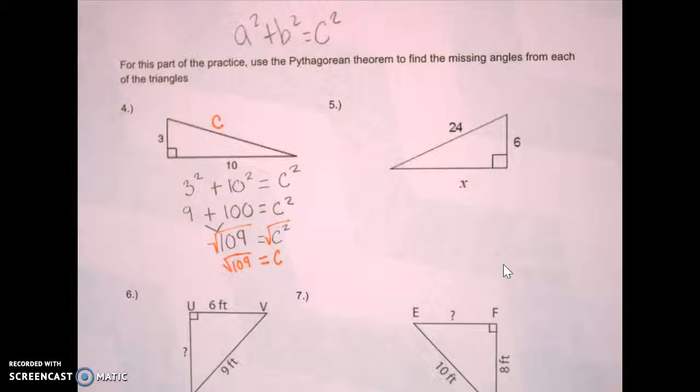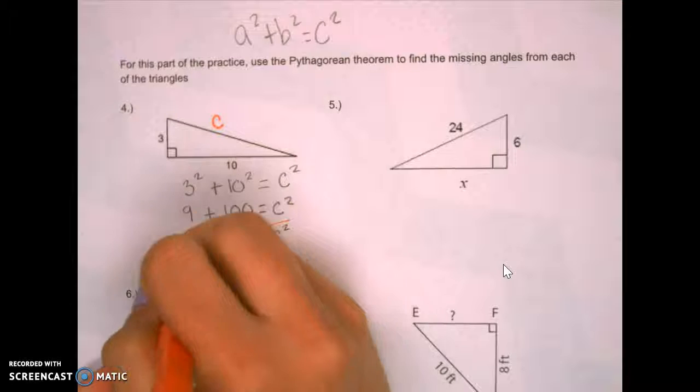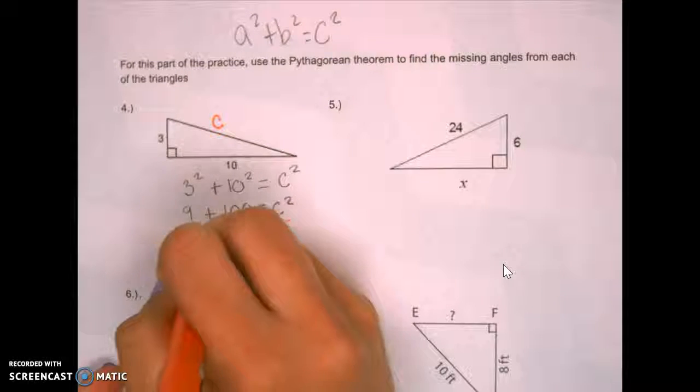Or, if you want to be technical, if you know the trick, you can definitely use that as well. I will accept either answer. So the square root of 109 is going to be approximately 10.44.